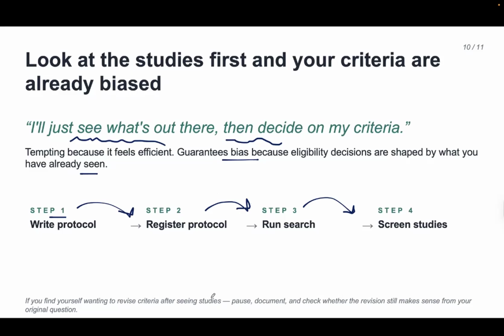If we find ourselves wanting to revise our criteria after seeing the studies, that is a signal. It is not necessarily a stop sign. We need to pause. We need to document the reason for that revision and check whether the change still makes sense from the perspective of our original question, not from the perspective of the studies we happen to find.